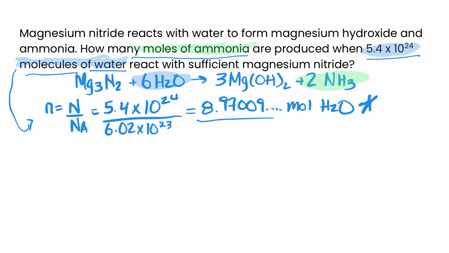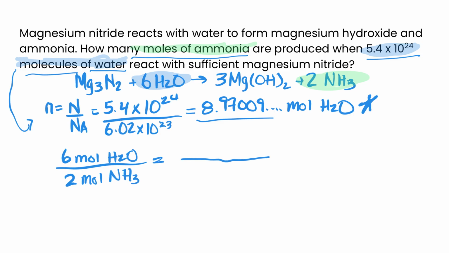Now that we've got moles, let's set up our mole ratio. So remember, on the left side, we're going to do the mole ratio from our balanced chemical equation. So we got 6 moles of water produces 2 moles of ammonia. And then on the right, we're setting up our given and our unknown. So because we have moles of water on the top on the left, we're going to put the value we just calculated there for the moles of water on the right on the top. And we're trying to find moles of ammonia here. And then we're going to cross multiply.